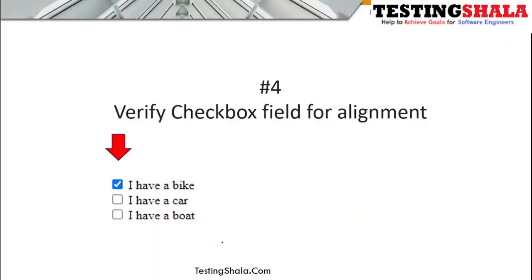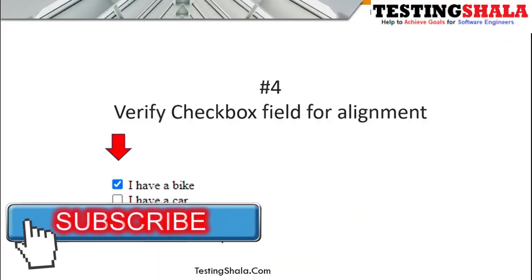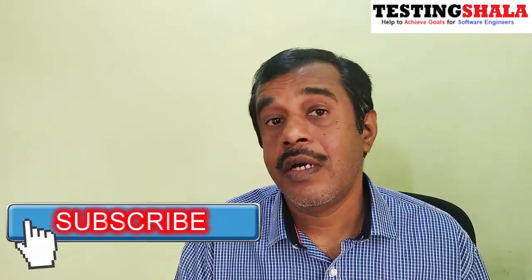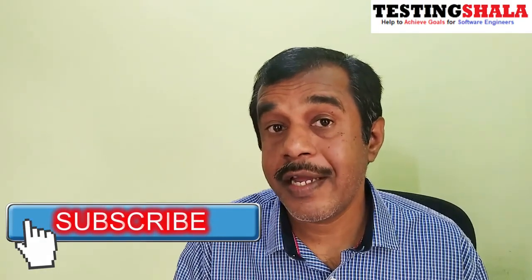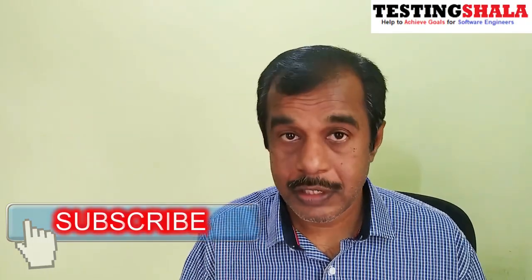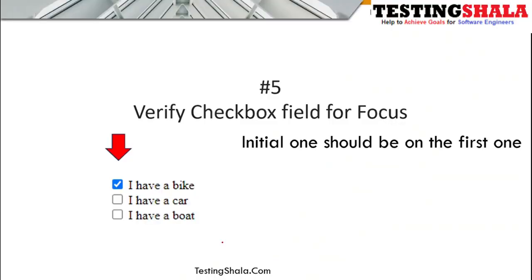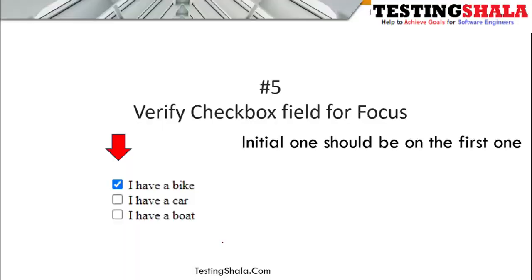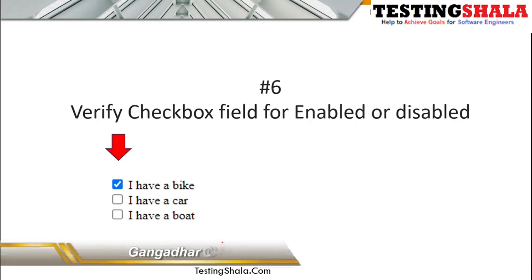Then the fourth scenario is alignment. Whether it is left aligned or right aligned, whatever UI guideline has been defined for your application, the appropriate UI guideline should also be followed for this checkbox field. Then the next scenario is the focus. By default, the focus will be on the first checkbox in that web page. If your requirement says it should be on the second checkbox, then it should work accordingly. Next scenario is whether the checkbox is enabled or disabled. If it is enabled, I can select the checkbox, otherwise I cannot.